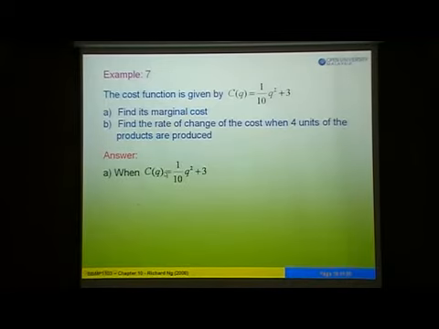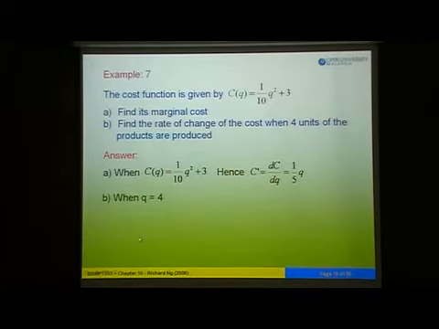When C equals 1 over 10 q squared plus 3, we are asked to find marginal cost. Remember, marginal cost is dC over dq. So what it means is we differentiate the cost function. When we differentiate 1 over 10 q squared, the 2 comes out front, 2 times 1 over 10 will give us 1 over 5, and then q squared minus 1 will give us q. So this is the marginal cost function.